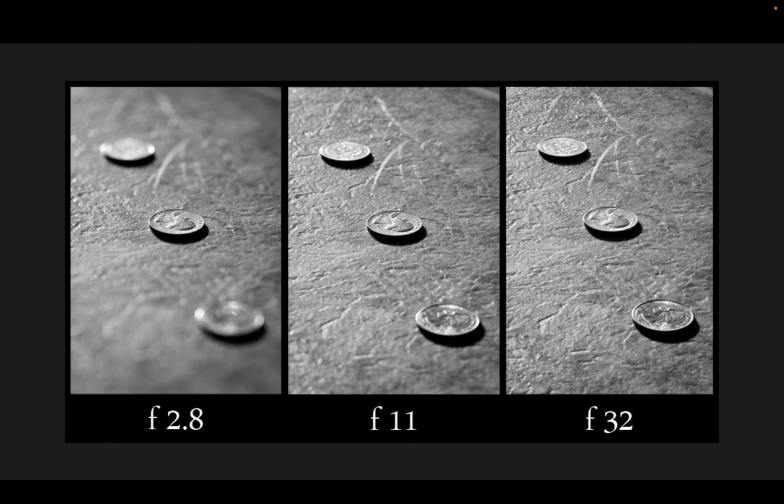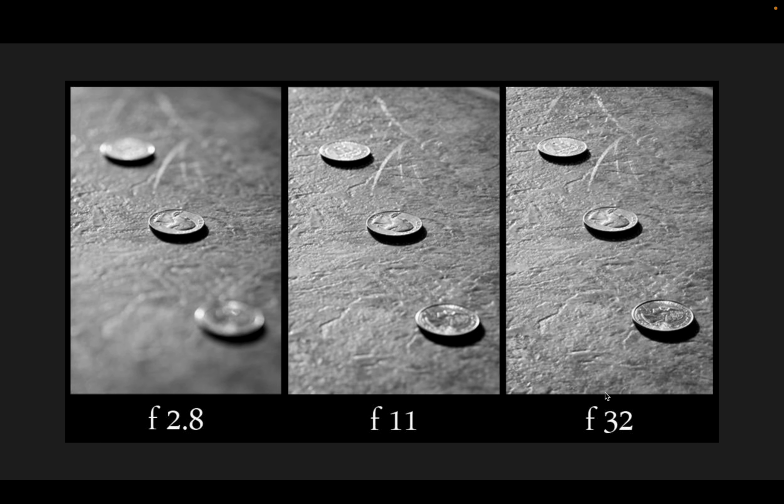Another example here, kind of similar to the people in this image, right? We can see that at f2.8, the quarter in the middle is in focus, but the one in the back and in the front, they are more blurred out. At an f11, you can see that there is a lot more detail happening here. There's a deeper depth of field happening, but still this quarter in the front is still kind of blurry. The quarter in the back is also still kind of blurry.